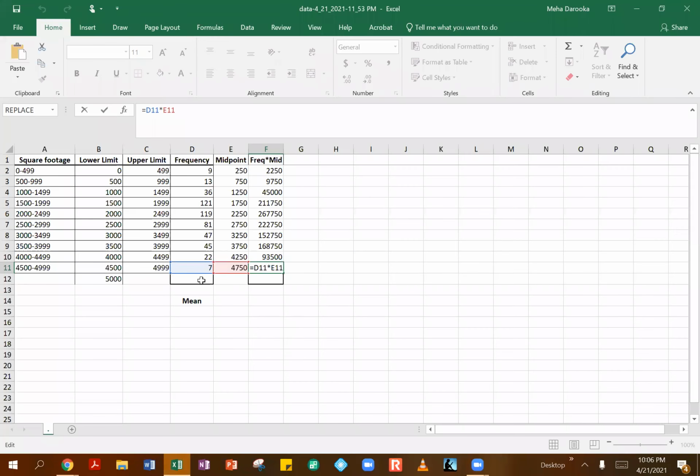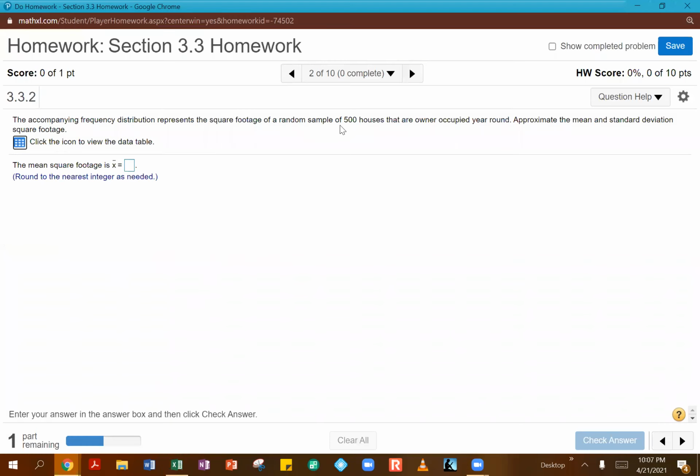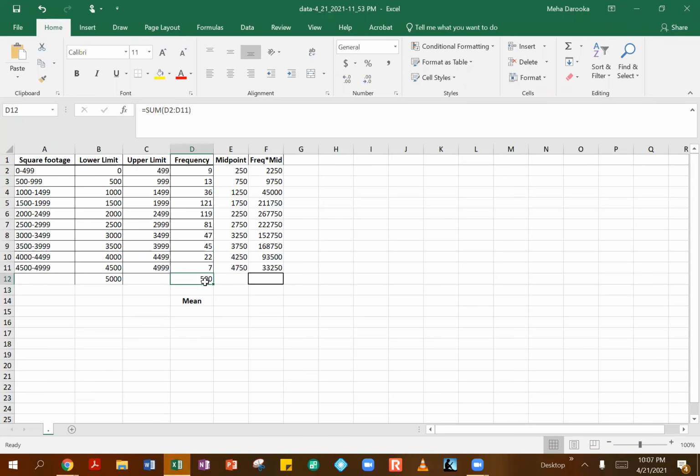So let's go ahead and get the total for our frequency column. We can use the sum function, SUM, and I'm just going to select all of these values from my frequency column and add those together. We know this should come out to be 500 because in this example, they're telling us this was a random sample of 500 houses. So that verifies really well with what we expected.